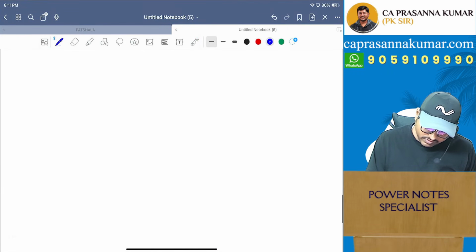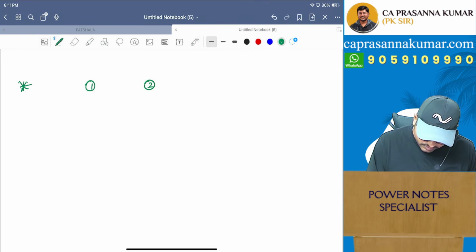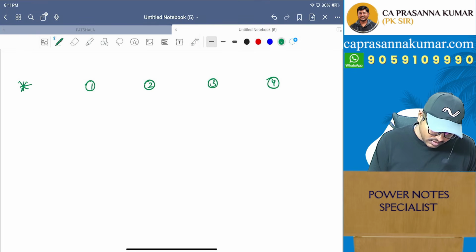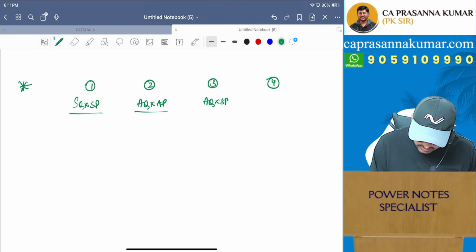Same stuff, because we have got multiple raw materials. So 1, 2, 3, 4. What is the first one? SQ into SP. Second one, AQ into AP. Third one, AQ into SP. Fourth one, RAQ into SP.